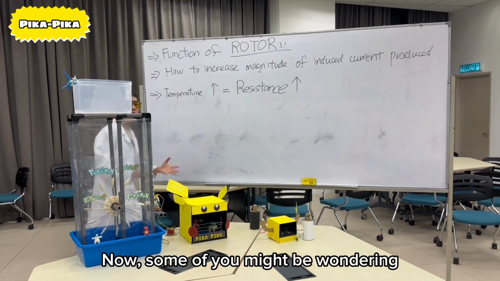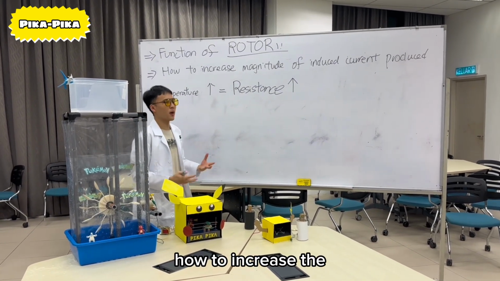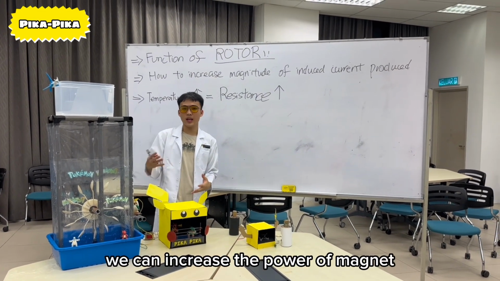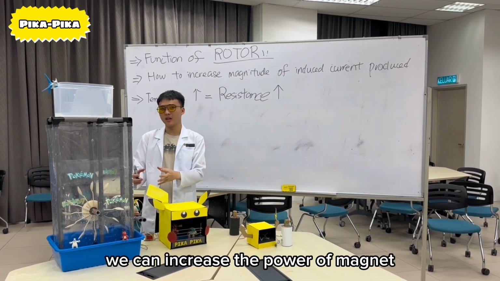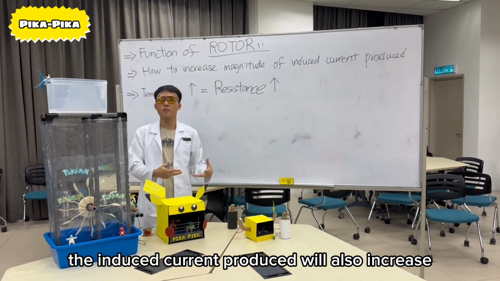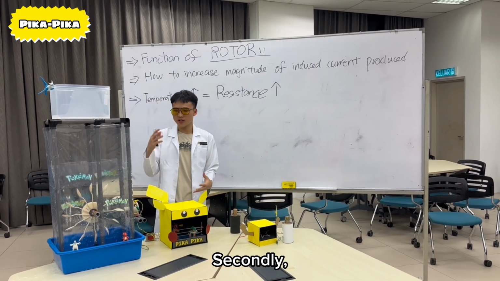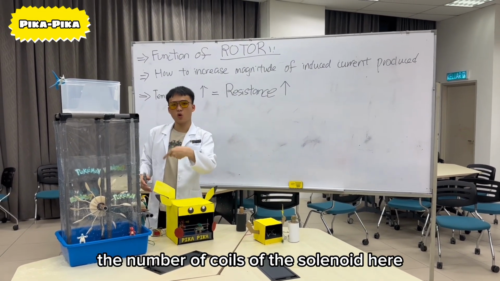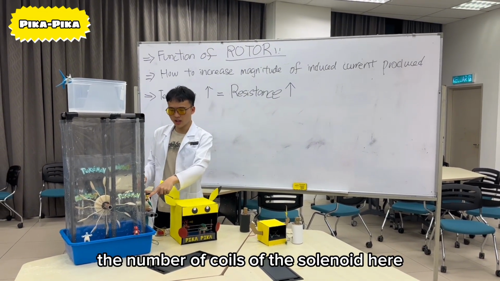Now some of you might be wondering, how do we increase the magnitude of the induced current produced? Well, first of all, we can increase the power of the magnet. If the power of the magnet is increased, the induced current produced will also increase. Secondly, we could also increase the number of coils of the solenoid here.